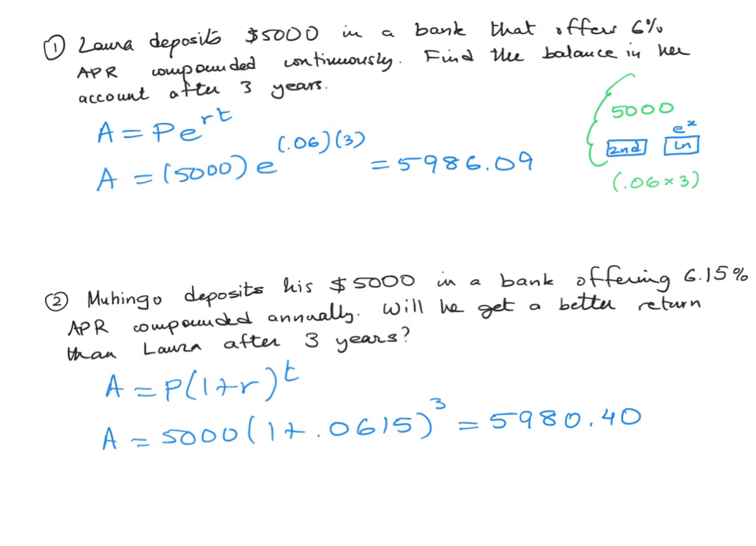So 5,986 and 9 cents is better than 5,980 and 40 cents. So the question is, will he get a better return? He will not get a better return.